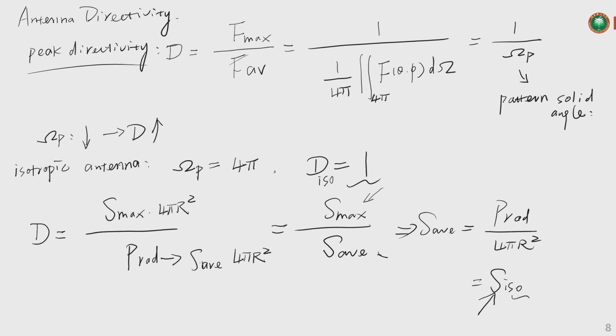So it can also be defined in decibels, right? For the directivity, it's very commonly defined in decibels, 10 times log, in dB. For actual analysis, for example, we have a horn antenna, a rectangular horn antenna.